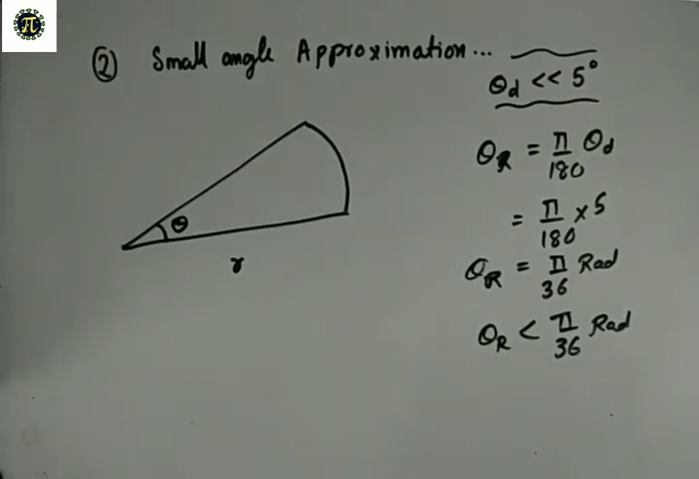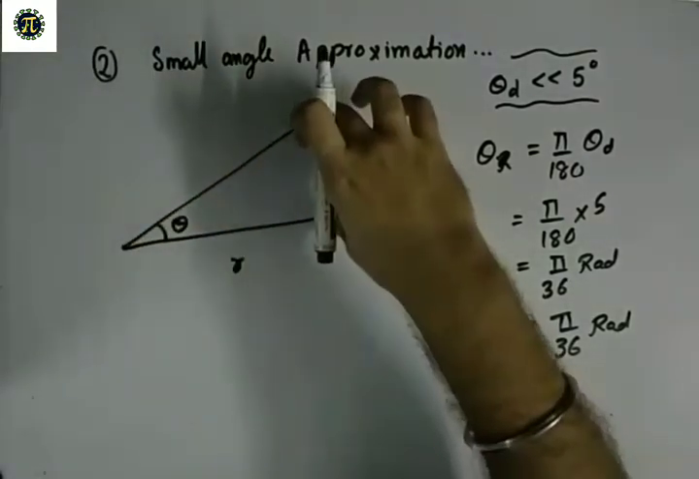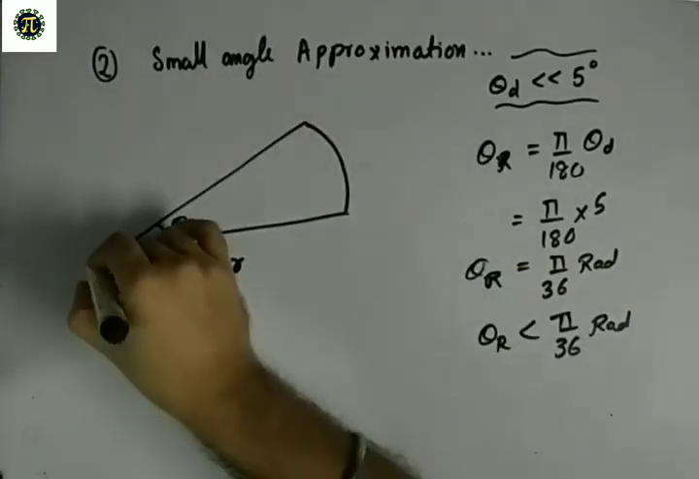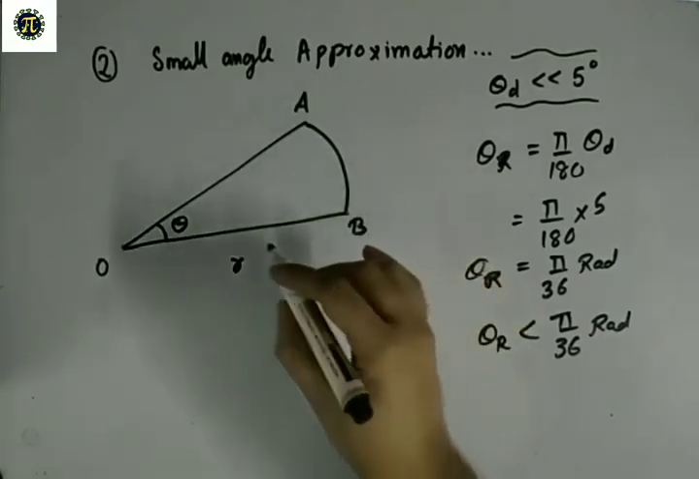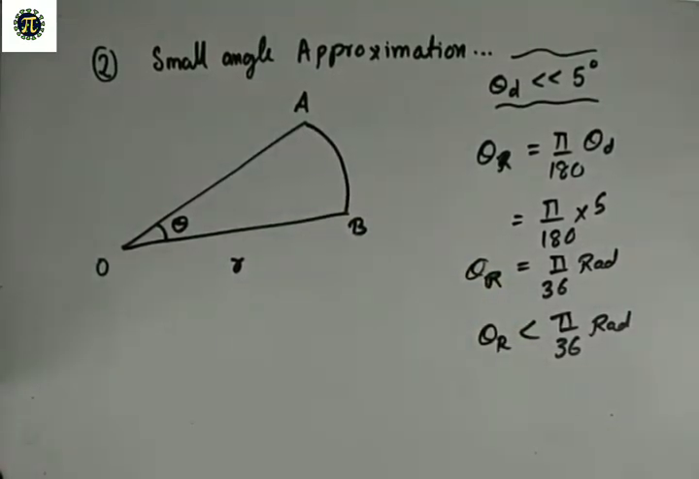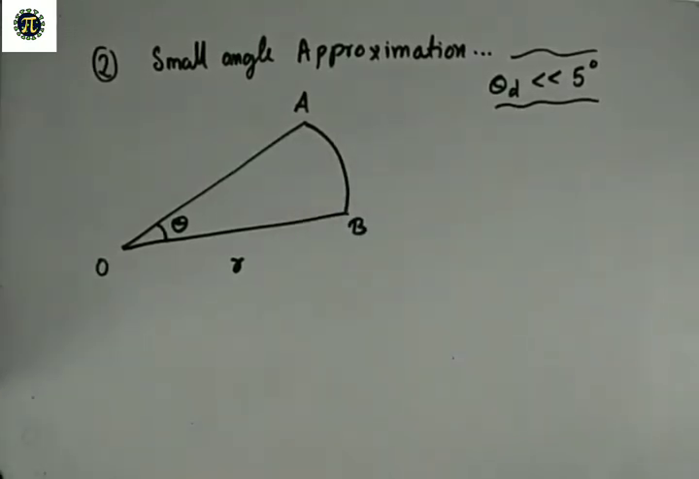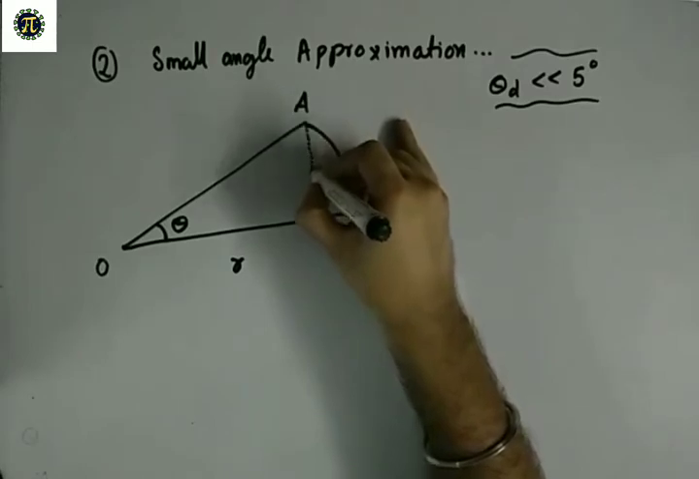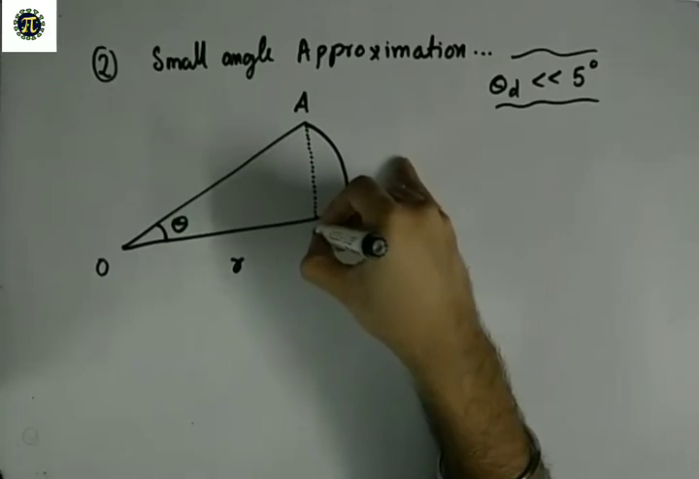But what is this approximation? This looks like a 10 degree, 15 degree angle, but I'm saying let's say this is a very small angle. Let's say this is O, this is A, and this is B. What we want to do is a construction from point A. I want to draw a perpendicular on the side OB, and I want to call the point P.